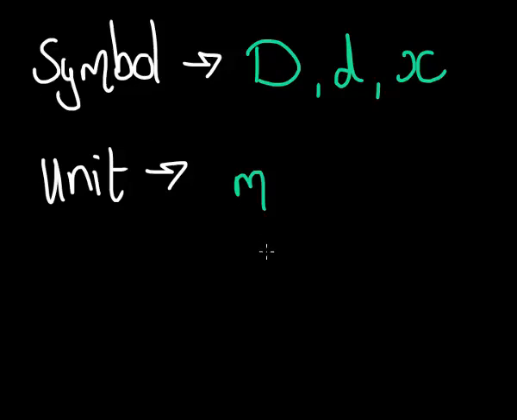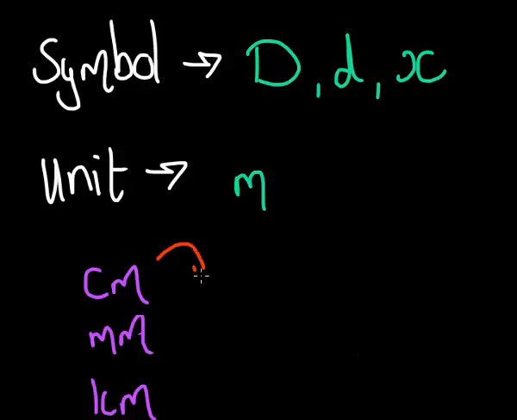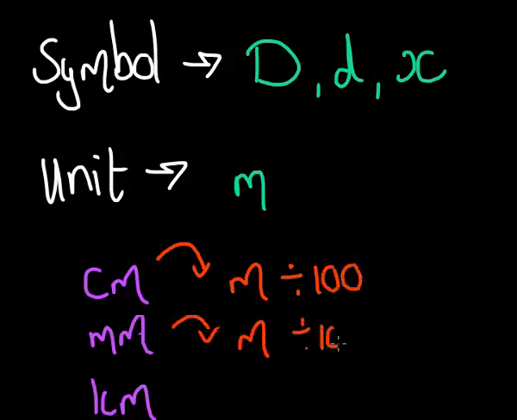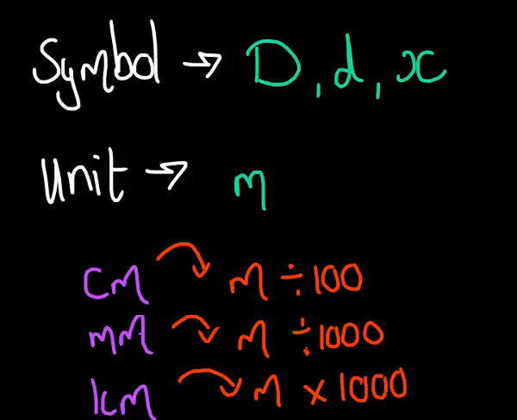So you must remember that you must be able to convert things like centimeters and millimeters as well as kilometers back to meters. So taking centimeters to meters will end up dividing by 100. Taking millimeters to meters will end up dividing by 1,000. But when I want to take kilometers to meters, then I'll multiply by 1,000.